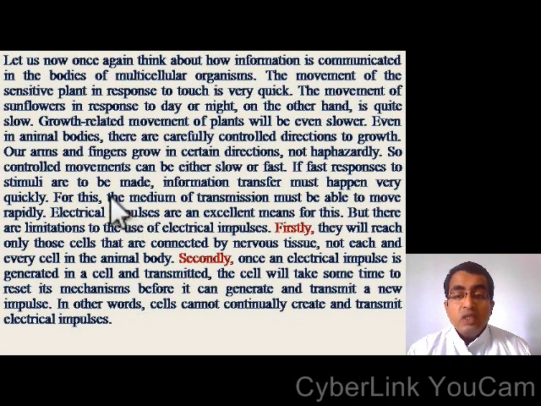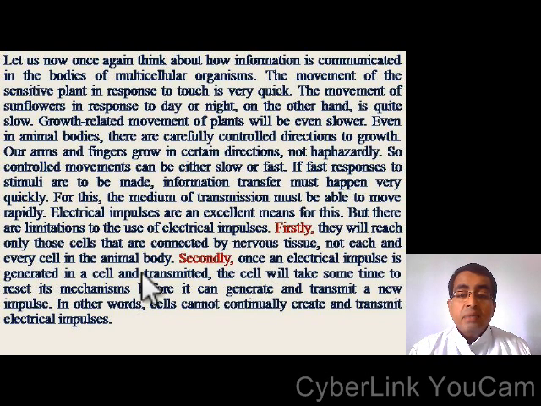If fast responses to stimuli are to be made, information transfer must happen very quickly. For this, the medium of transmission must be able to move rapidly. Electrical impulses are an excellent means for this, but there are limitations to the use of electrical impulses. Firstly, they will reach only those cells that are connected by nervous tissue, not each and every cell in the animal body.